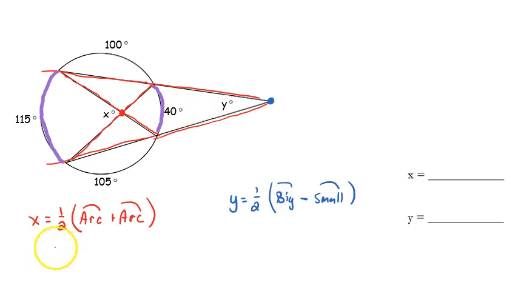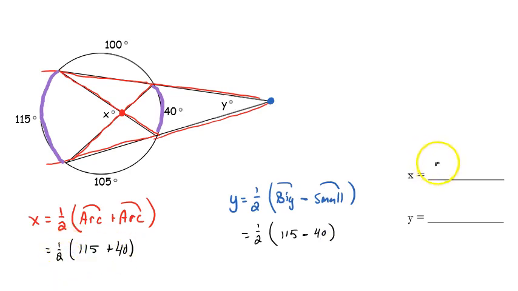So x is going to be equal to 1/2 of my 115 plus my 40, whereas y is going to be equal to 1/2 of big, which is 115, minus small, which is 40. So when I calculate this, we should get x to be equal to 77.5. Decimals are fine. And we should get y to be equal to 37.5.